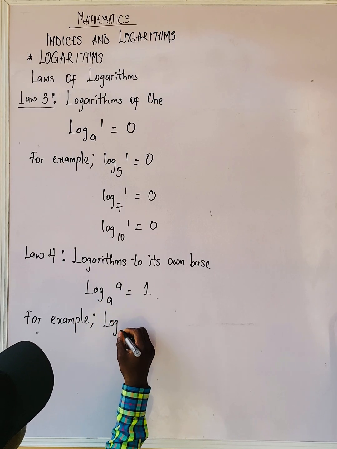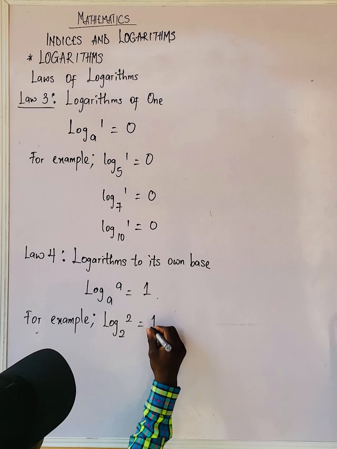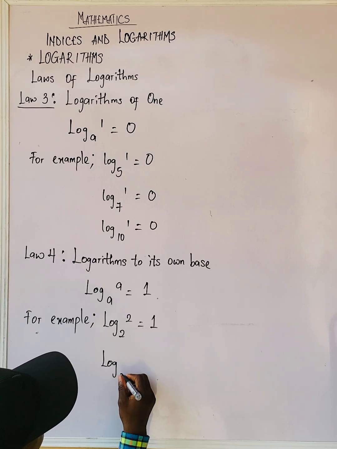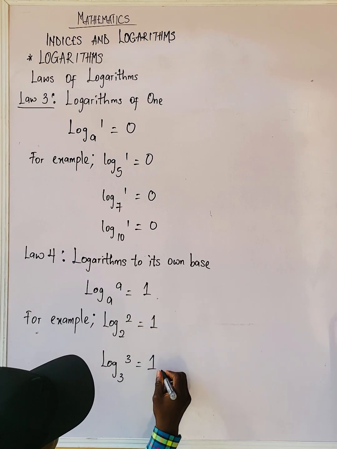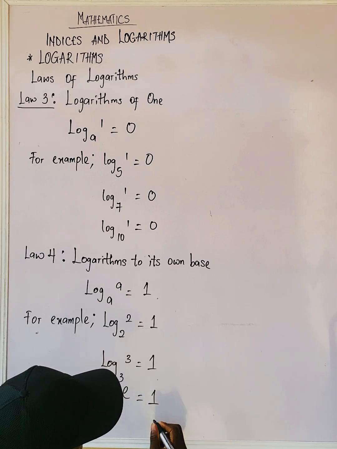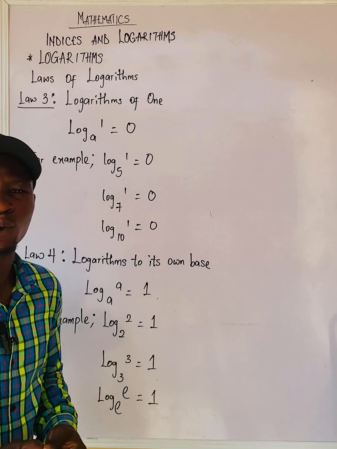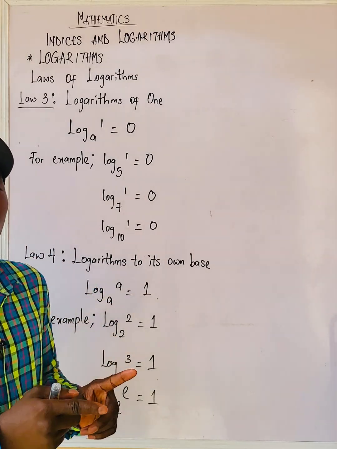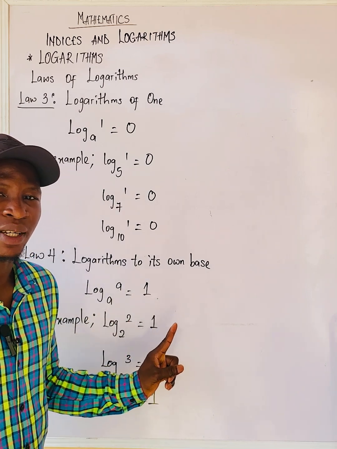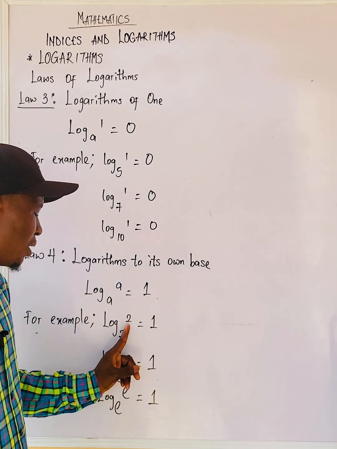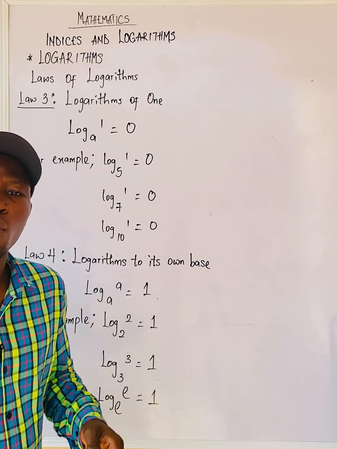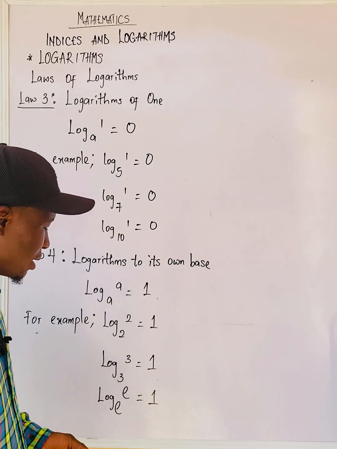Let's go further. For example, log 2 to the power of 2 will be equal to 1. Log 3 to the power of 3 will be equal to 1. Log exponential to the power of exponential will be equal to 1. If the number of any logarithm is the same as its base, the result is 1. So put this at the back of your mind: log 2 to the power of 2 equals 1, log 5 to the power of 5 equals 1, log 100 to the power of 100 equals 1.